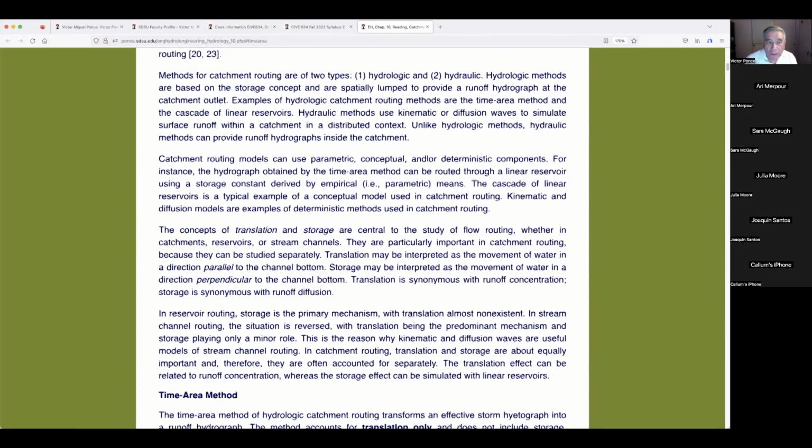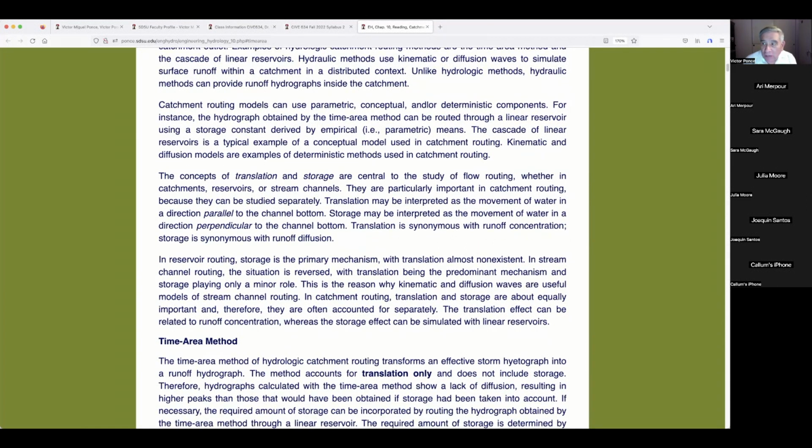Okay, one thing I should say in here is the time area method does not produce storage, that is diffusion. It only convects, that is, it translates. So it's proper that we should talk about those two things right now as we start. The concepts of translation, also called convection or advection.